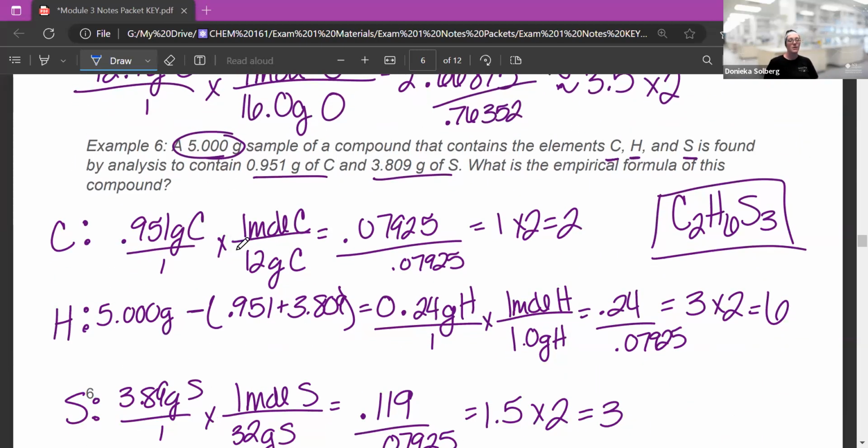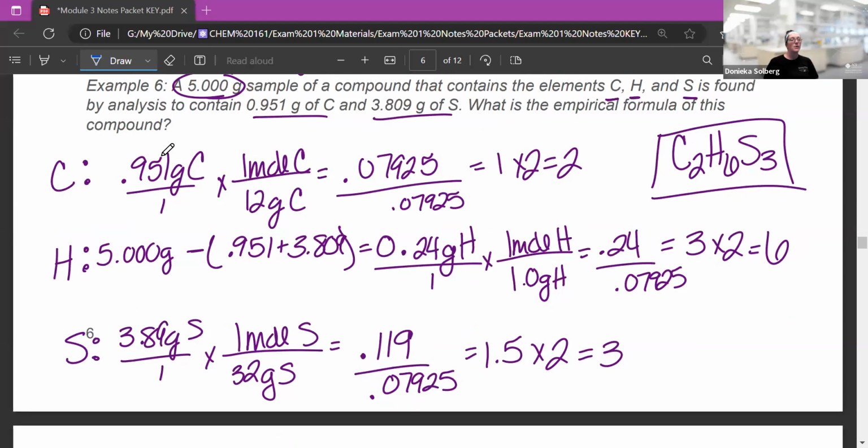All right, so here we go. I started with my masses, 0.951 grams of carbon. Hydrogen, like I said, was whatever was left. So I did 5 minus the carbon and the sulfur. So I have 0.24 grams of hydrogen. And I told you I had 3.89 grams of sulfur. And so those are all masses.